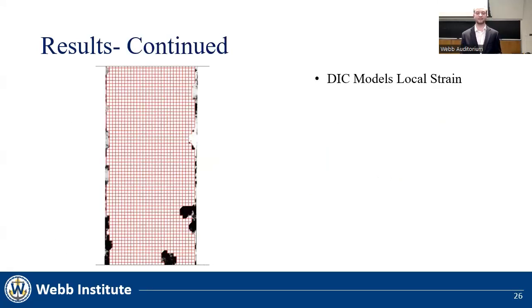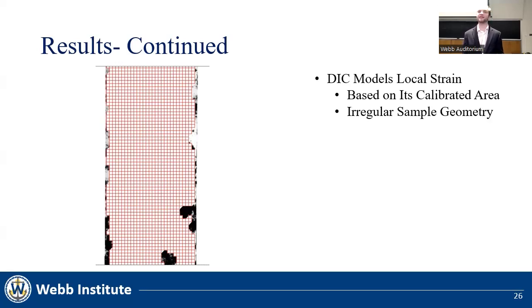Regarding the DIC system, it models only local strain, which is based on the calibrated area of the DIC camera. This region is about 8¼ inches tall. All other calculations in this thesis are based on bulk strain, which accounts for the total length of the sample. Since our sample geometry is irregular and changed cross-section, the DIC results could not be extrapolated to be compared to the bulk strain. Additionally, on the left, the black regions are those that are not calculated by the DIC software. I will now play the replay from the DIC system.